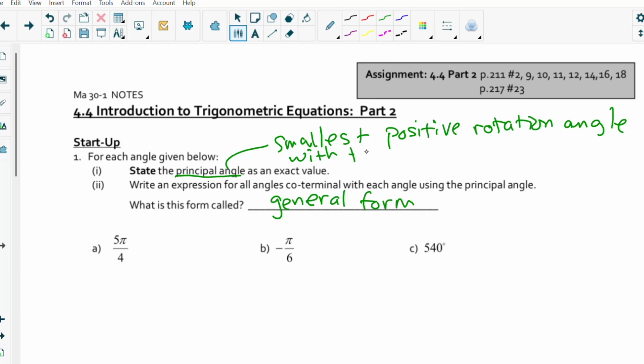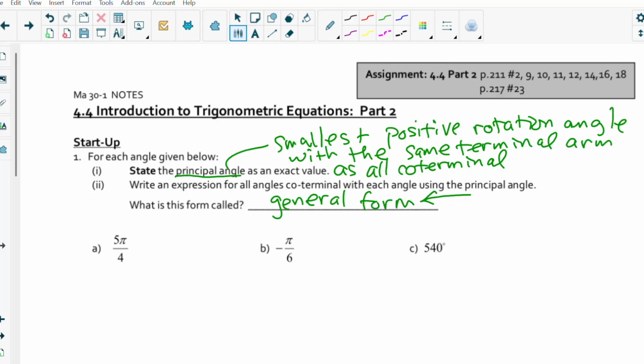with the same terminal arm. And I'll say with the same terminal arm as all coterminal angles. So if you look at all the possible coterminal angles, you'll write it in general form. It's the smallest positive rotation angle within that set.